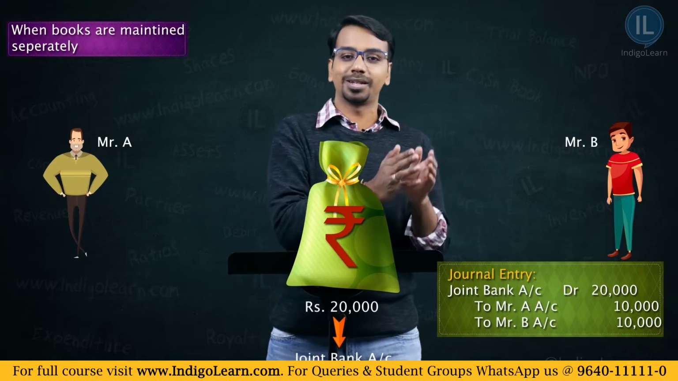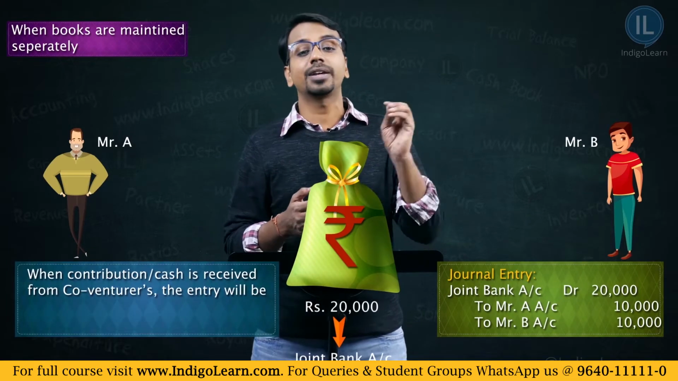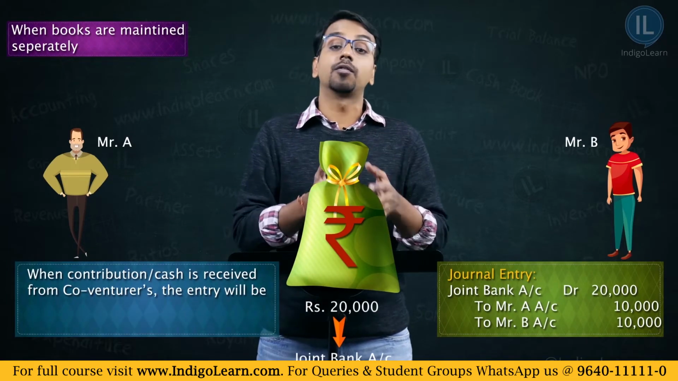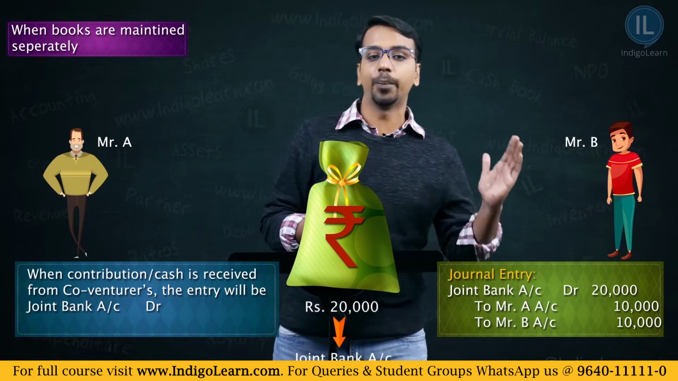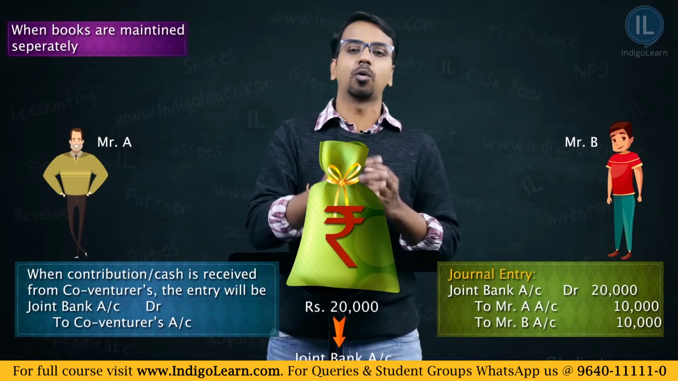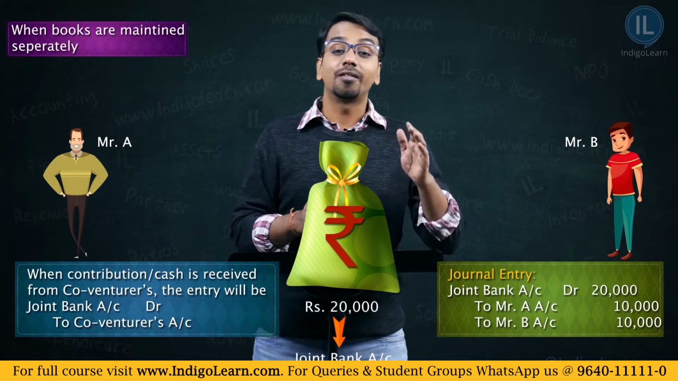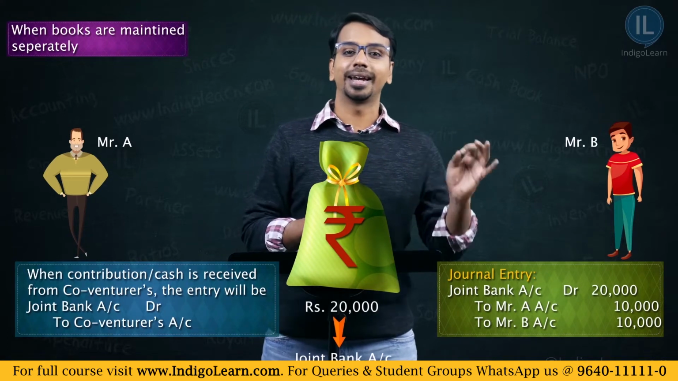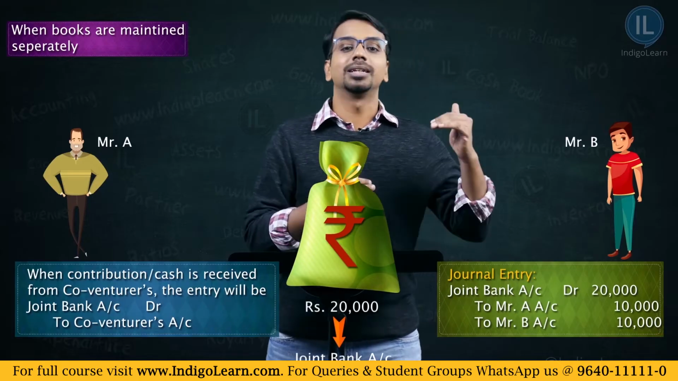So you will credit Mr. A and Mr. B. Or in other words, when you receive contribution or cash from the co-venturers, the entry will be joint bank account debit to the respective co-venturers' accounts with whatever amount they have contributed. This entry is in line with the fundamental rules of debit and credit. Now, what does that say? You will credit the giver. Who has given the amounts? The co-venturers.